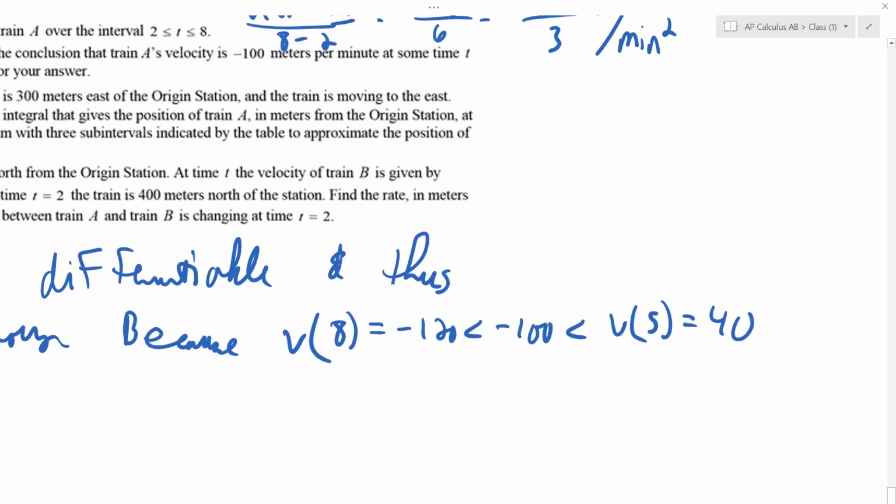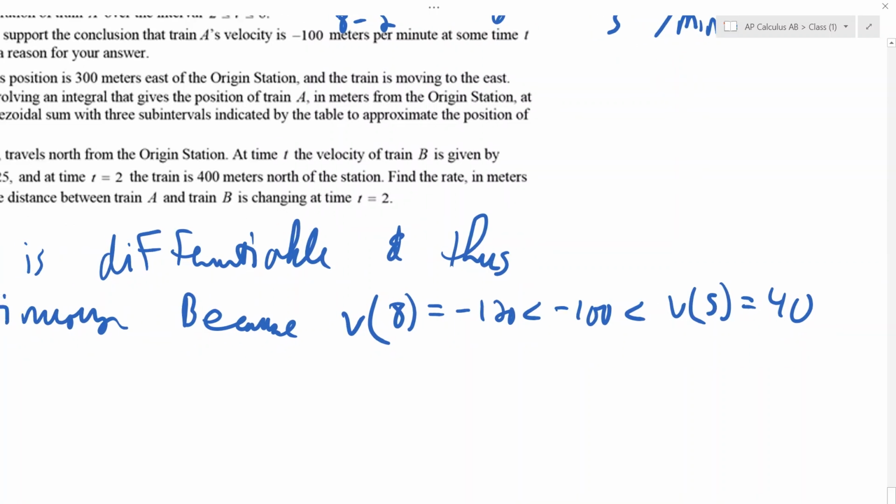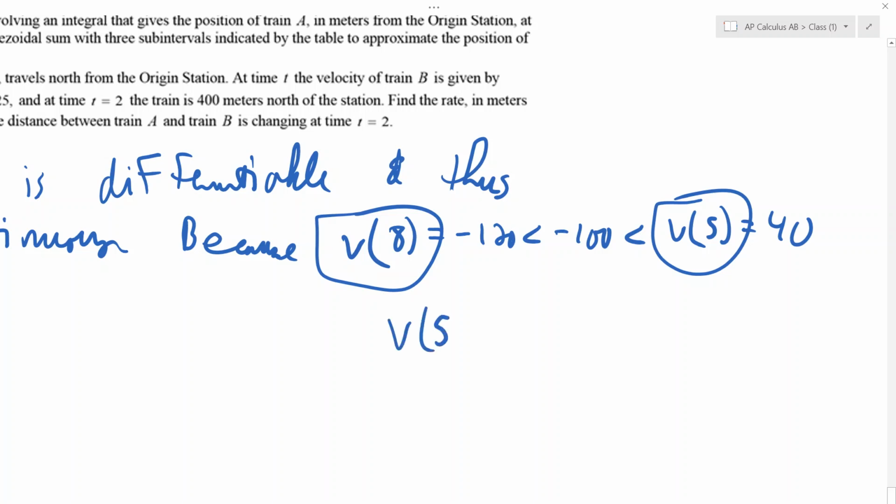If you don't write out what it equals, sometimes they throw a point at you. Anytime you calculate something, even from a table, if you're going to say this is less than this, put the actual number down, if you can find it. Sometimes they set up questions where you can't find the value, but those are kind of weird. You should definitely have V of 8 is less than negative 100, which is less than V of 5. Or you can write it backwards: V of 5 is greater than negative 100 is greater than V of 8. That's the same thing.